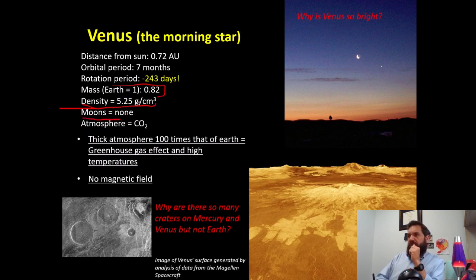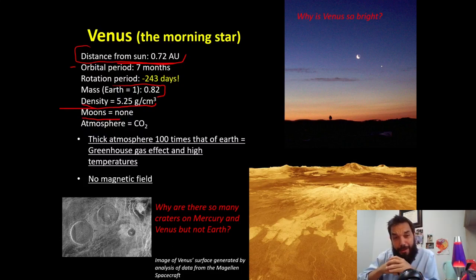No moons on Venus. But by the way, contrary to popular belief, Venus is actually the planet that gets closest to us. It's 0.72 AU away from the sun, so 72% of our distance from the sun. So it's the one that gets closest to us at certain times, actually. All right, so the orbital period here is 7 months. It goes around the sun in 7 of our months, of course. But notice again the rotation period, 243 days.